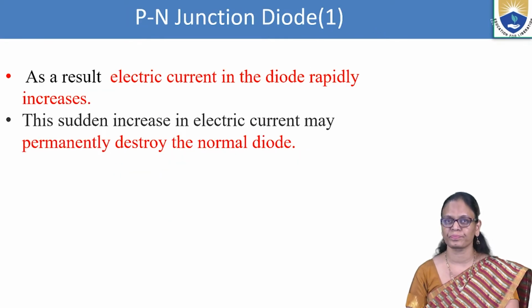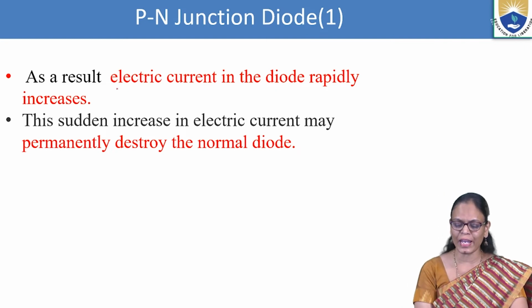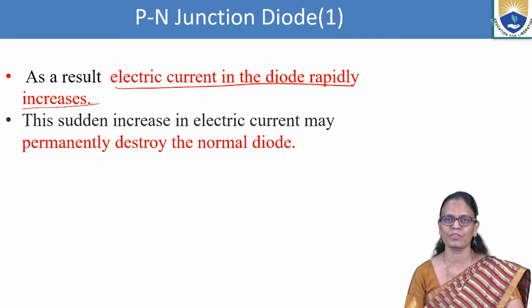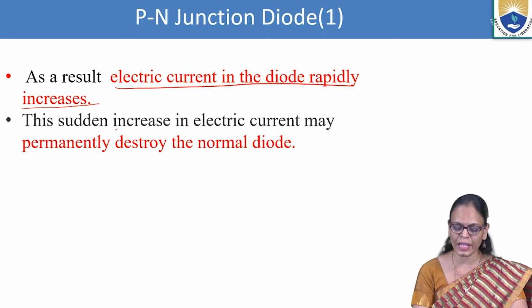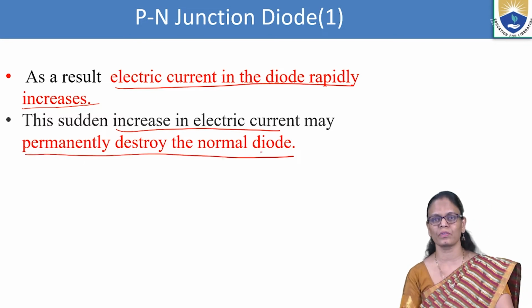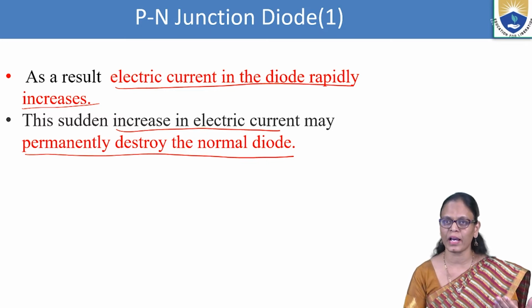Now, what happens because of this avalanche breakdown? The electric current in the diode rapidly increases. More and more electrons flow, and so you have the current. This increase in current may permanently destroy the normal diode. So when the current increases, what happens? The diode may get burnt or it may get destroyed.